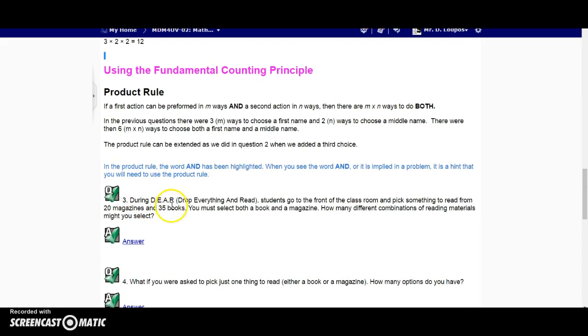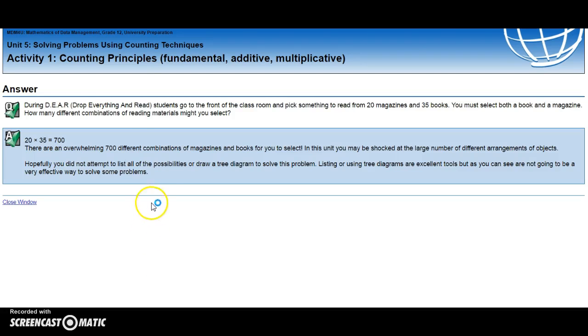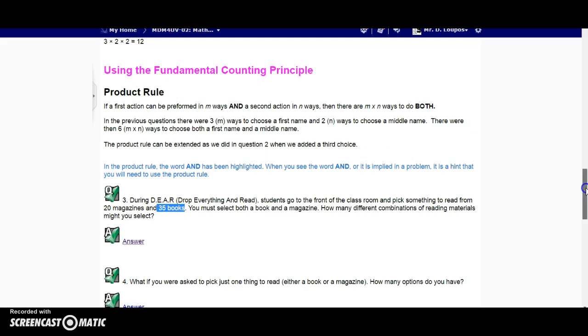So during DEAR, drop everything and read. Students go to the front of the class to pick up something to read. There are 20 magazines and 35 books. You are going to select a book and a magazine. How many different options are there? Again, you would draw a tree, 20 by 35, but you're not going to draw that tree. But there are 20 options, and then after that, there are 35 options, and what you do is you multiply 20 times 35, and you get 700. Okay, so it's kind of neat.